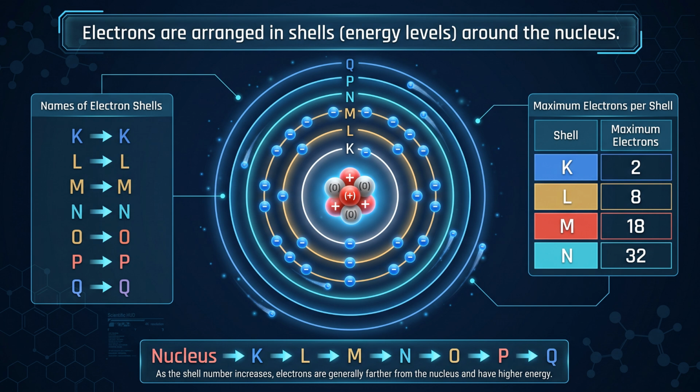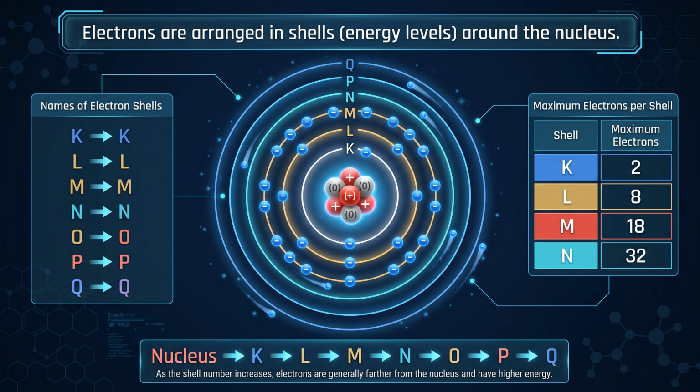Each shell can hold only a limited number of electrons. It cannot accommodate an unlimited number because each energy level has a specific capacity determined by quantum mechanics. The maximum number of electrons that a shell can hold is calculated using the formula maximum electrons = 2n², where n is the principal quantum number or shell number.